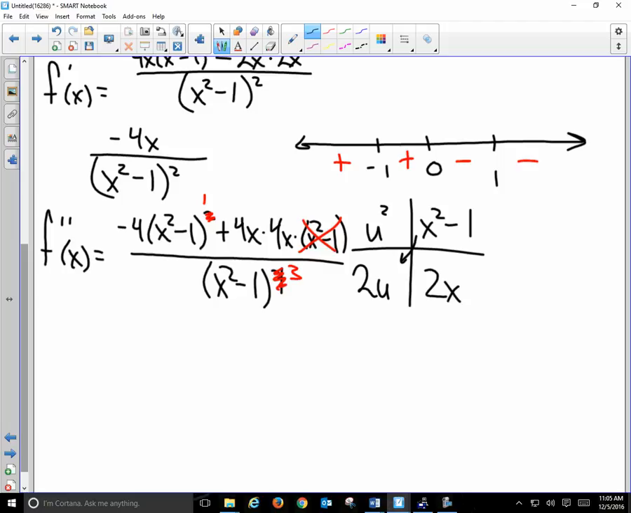What I end up with now is I have this negative 4x squared, and I have a positive 16x squared for a total of 12x squared. And then a negative 4 times a negative 1 is a positive 4, all over x squared minus 1 quantity cubed. Negative 4x squared, yep, and then a positive 16x squared.